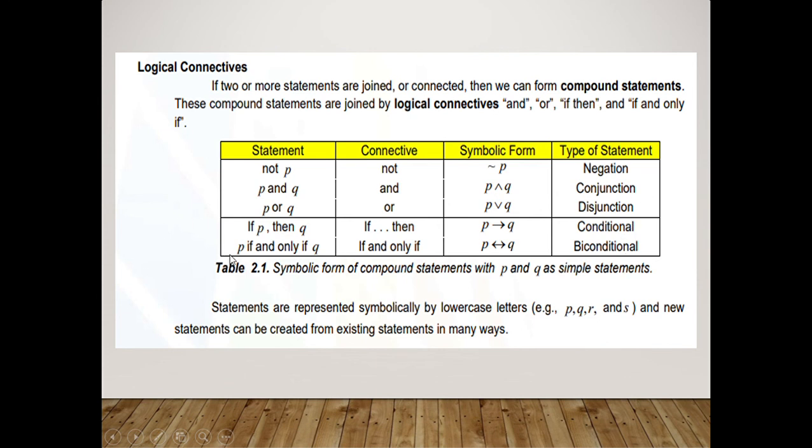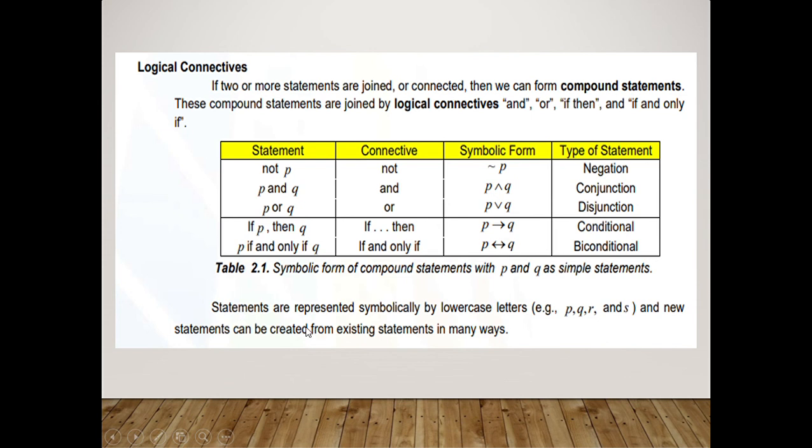Now, for the statement P if and only if Q, the connective is if and only if. We also have the biconditional, which is the type of statement. The symbol is a double arrow, with an arrow pointing right and an arrow pointing left.